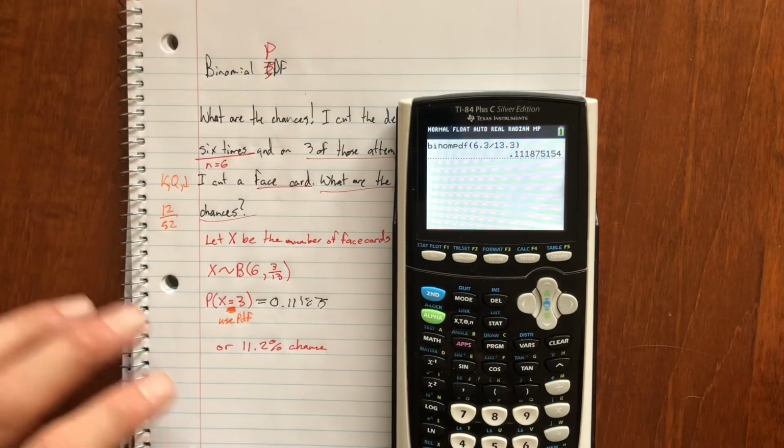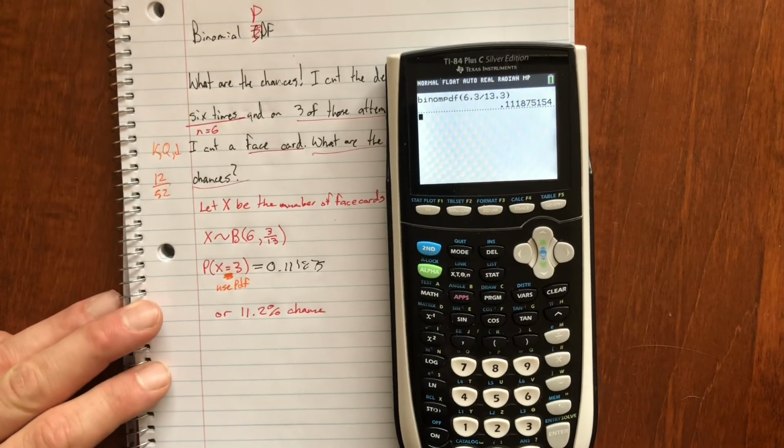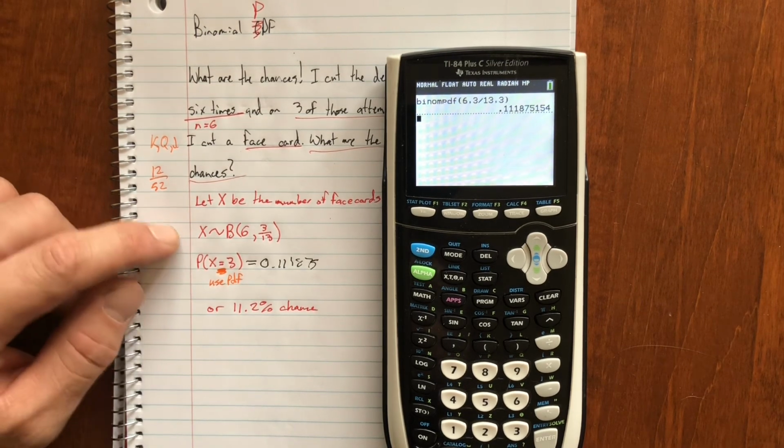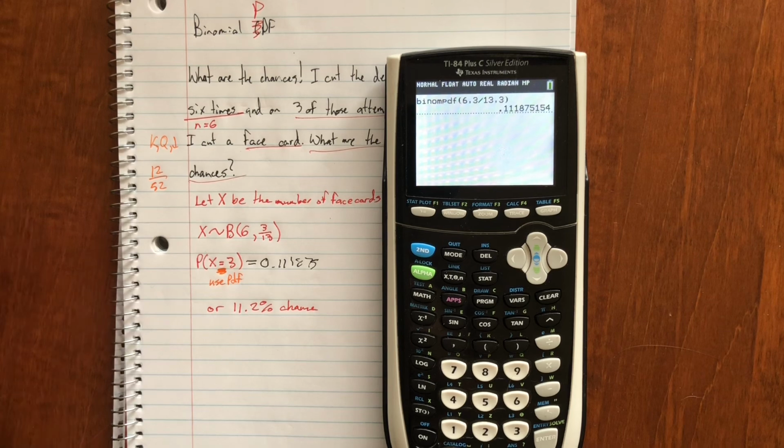So if I did this whole experiment 10 times, I would expect to have 3, I guess a little over 1 time. But this is a binomial PDF example and how to use it on your calculator. I hope it was helpful.